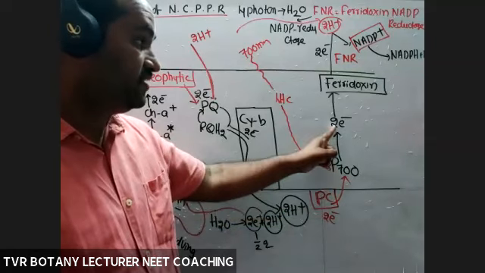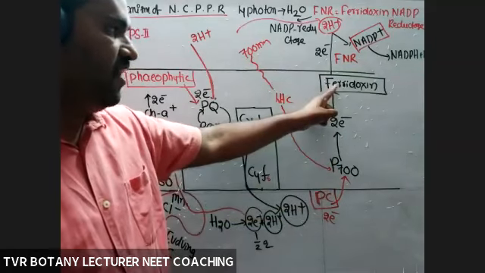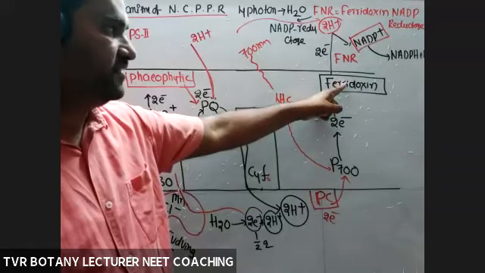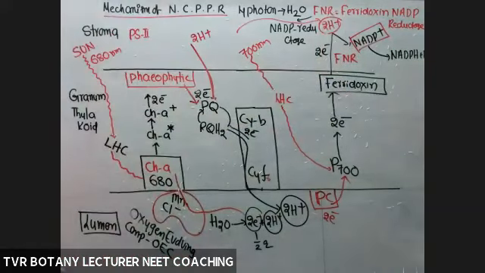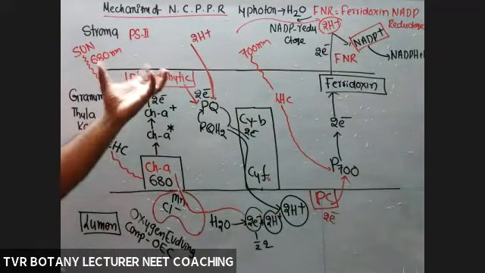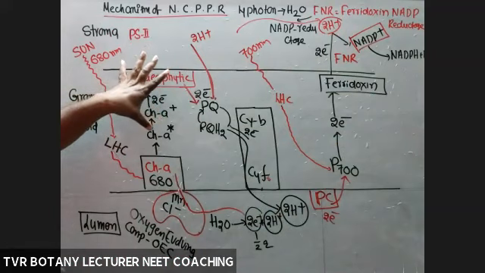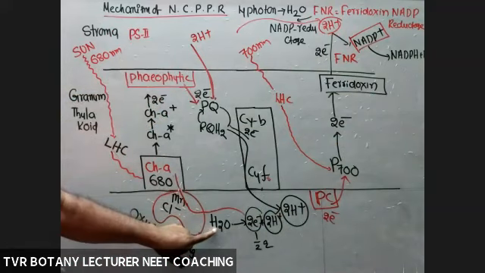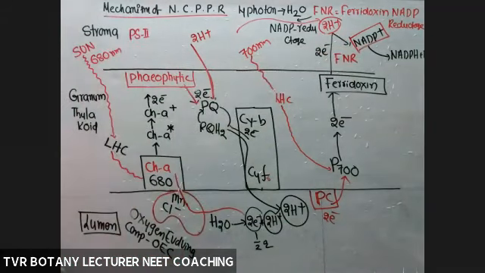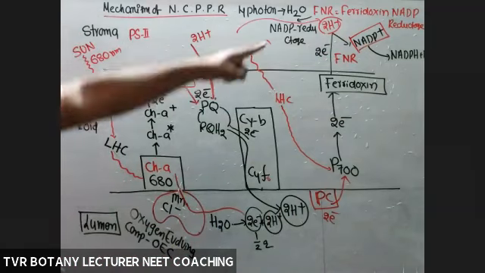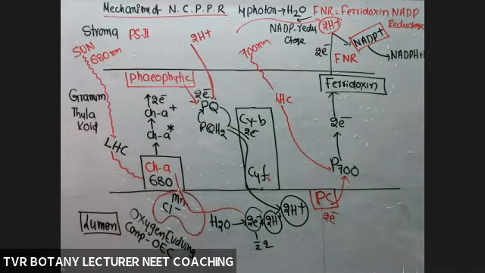P700, first oxidized, next reduced. Ferredoxin, first reduced, next oxidized. NADP plus only reduced into NADPH plus. So what is the role of this electron transport system? Driving electrons present in H2O molecule to the acceptor, that is NADP plus. So the role of light is to drive electrons present in H2O to the acceptor, that is NADP plus.